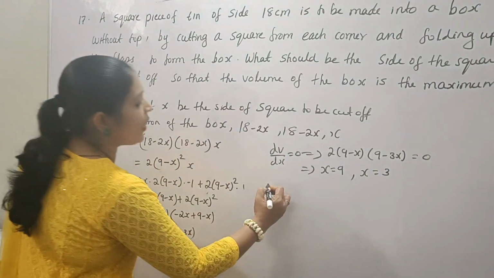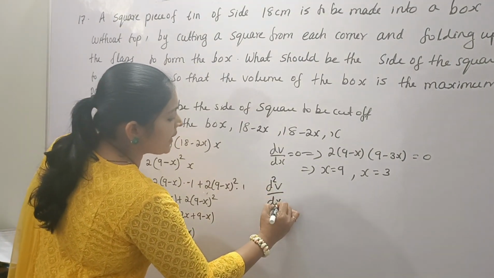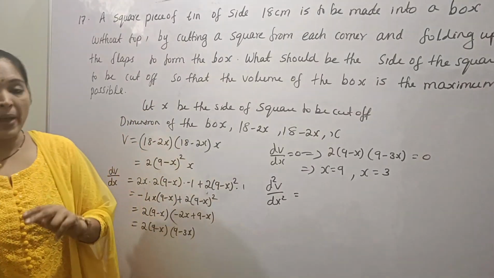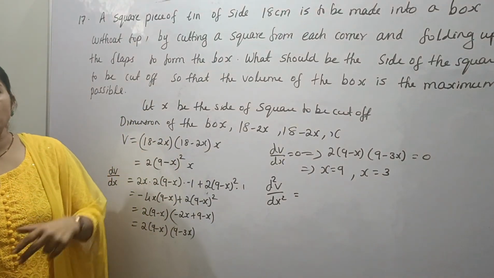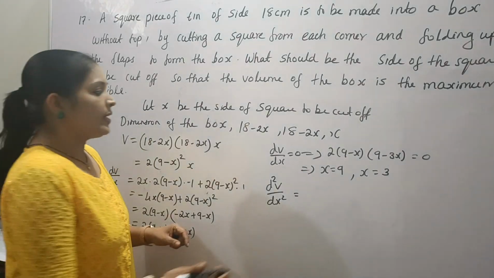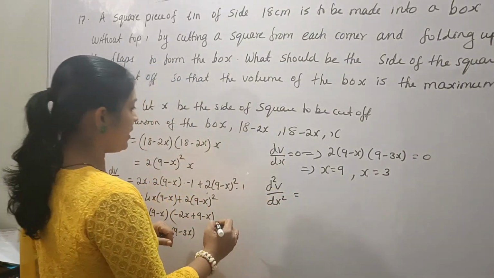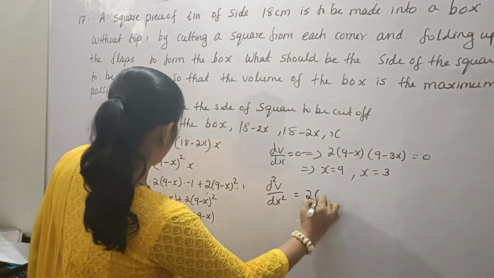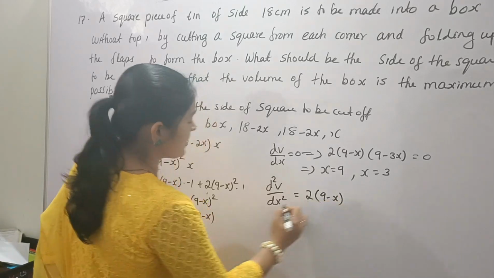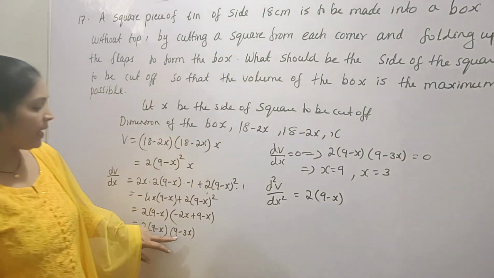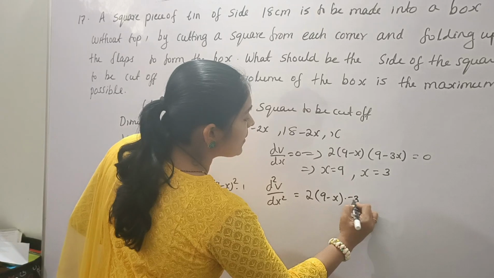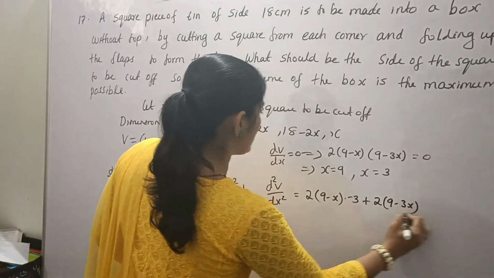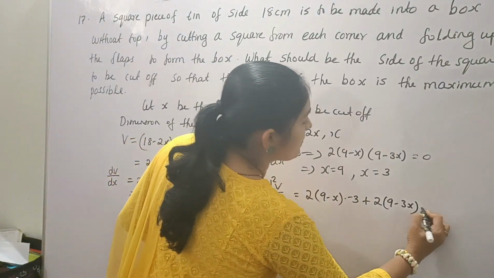Okay, next we will find d square v by dx square, the second derivative. Okay, because here we should get the volume of the box to be maximum. So when it is maximum, what is the side x? So here d square v by dx square is 2 into (9 minus x) into the derivative of 9 minus 3x, which is minus 3, plus 2 into (9 minus 3x) into the derivative of 9 minus x, which is minus 1.